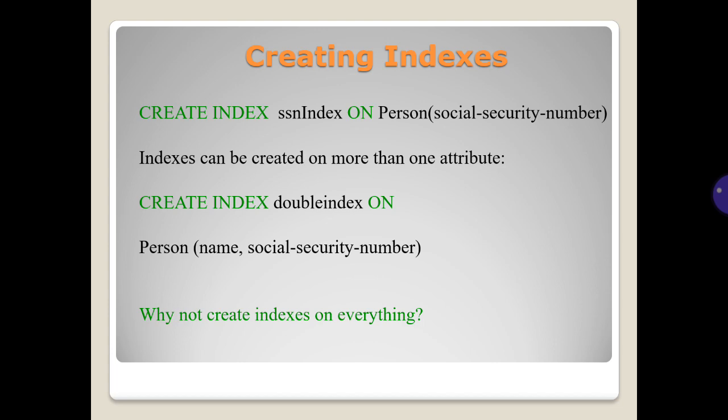Creating indexes: create index SSN index on person, social security number. Indexes can be created on more than one attribute. Create index double index on person, name, social security number. Why not create indexes on everything?